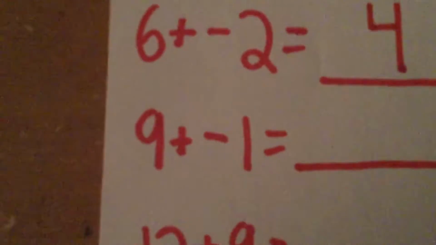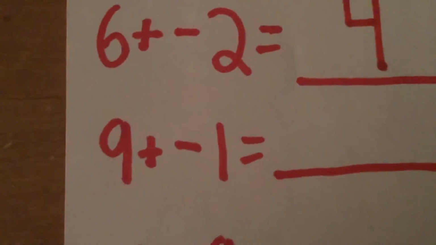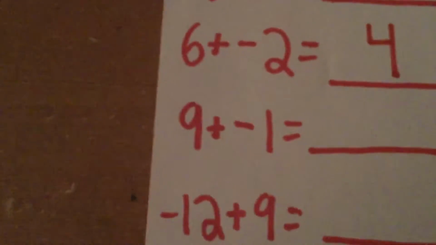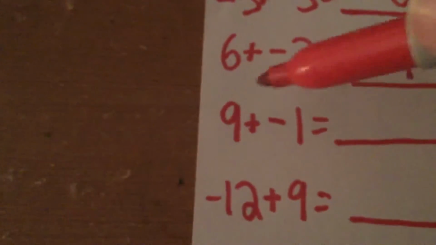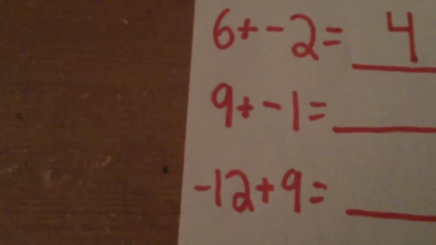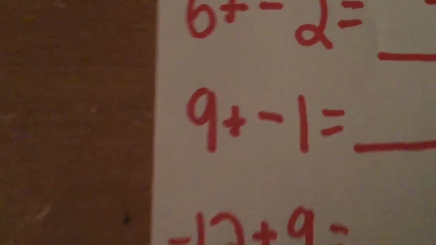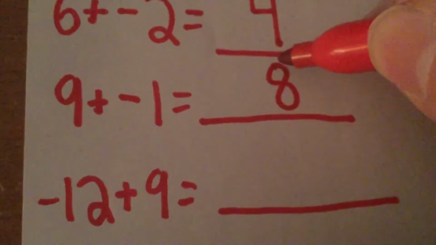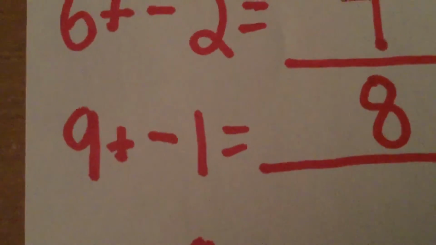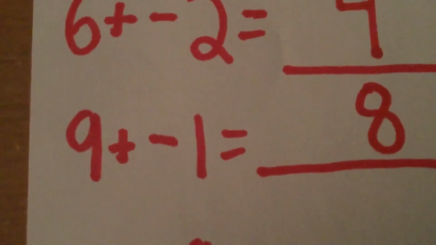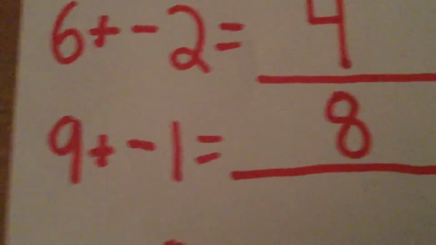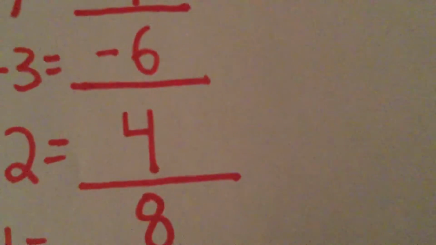Now we have 9 plus -1. So we have to do the same thing. We have to subtract the numbers. 9 minus 1 is 8, and then we keep the sign of the greater absolute value, which is 9. And then here's another way you can think of it. If you're adding a negative number, you're really subtracting it. So 9 minus 1 is 8, and 6 minus 2 is 4.